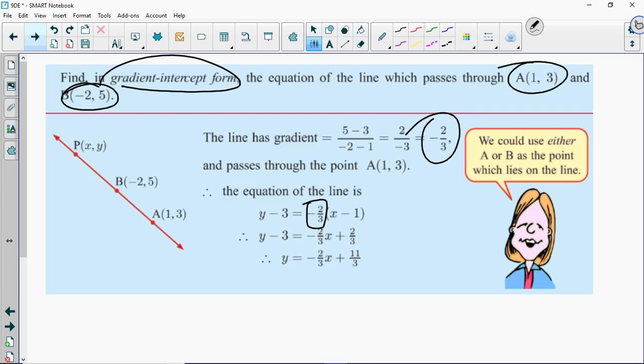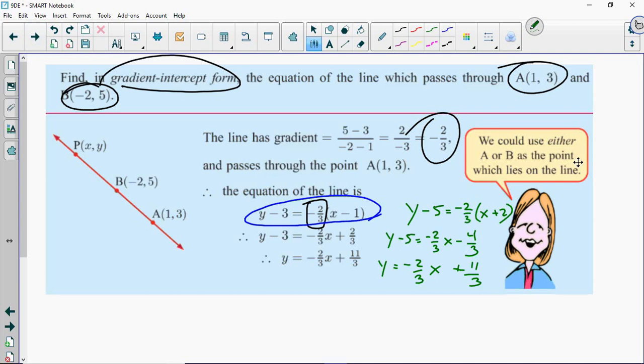And again, I'm done here. That's a perfectly correct answer. The book insists on doing gradient intercept, so they distribute the -2/3 and add the 3 over. As our friend in the corner points out, we could use either of the original 2 points to get to our final answer. So in green, I've used -2/5 as my second point, and I get the same thing.